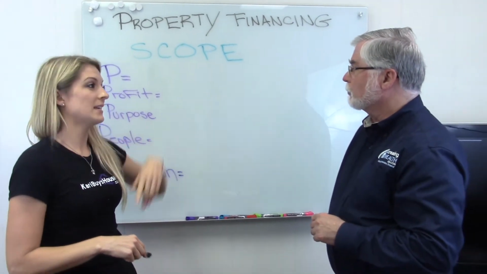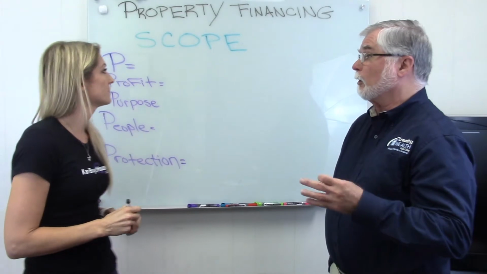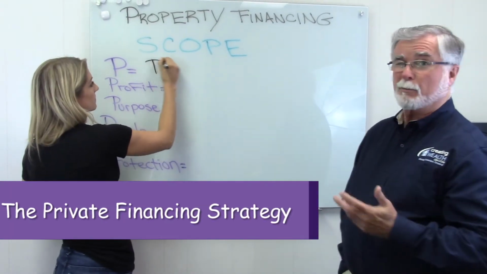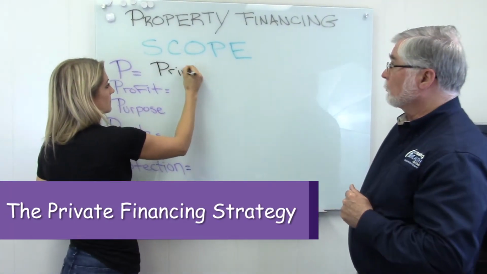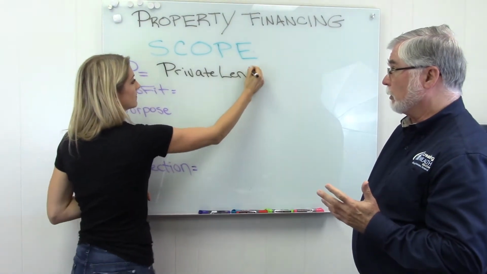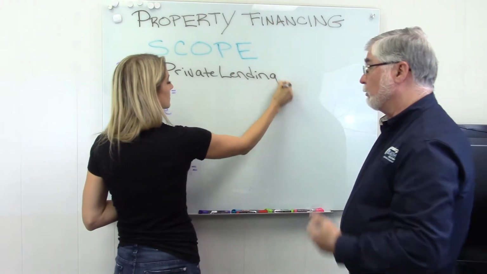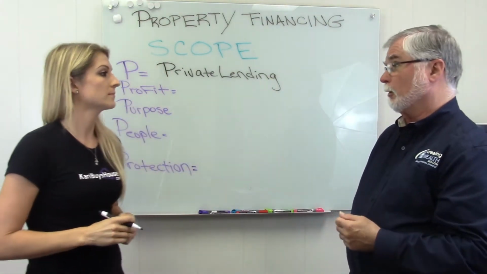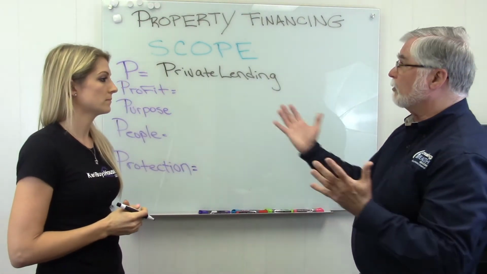So what does the P in SCOPE stand for? It actually stands for private lending or private money. And this is where we work with individuals. So it's private lending, and this is a loan, like you could be my private lender or I could be your private lender as an example. Okay. So that's really what the P stands for.